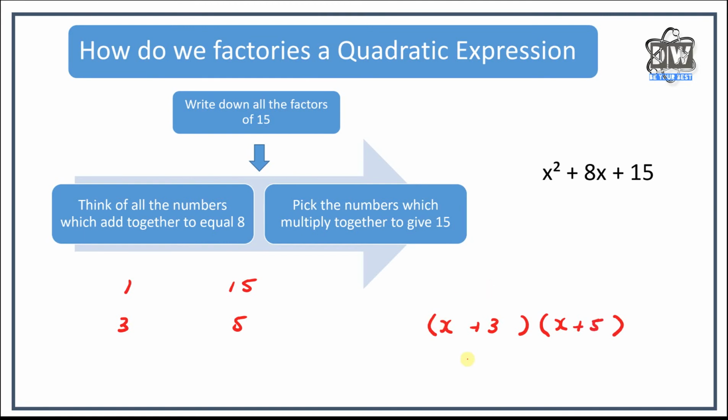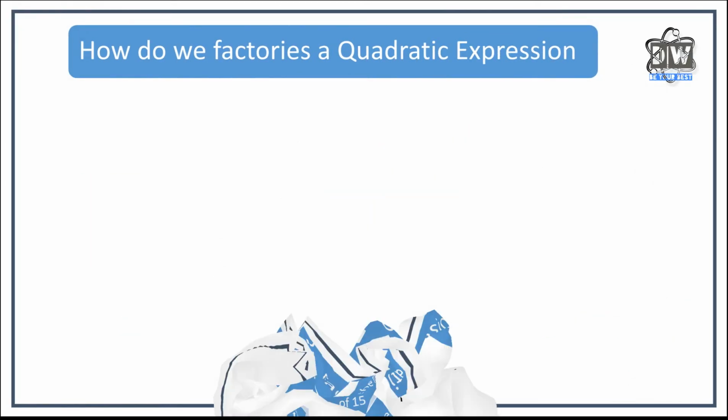x times x gives us x squared. x times 5 gives us 5x. 3 times x gives us plus 3x. And 3 times 5 gives us the 15. And we can see there that we do get what we got to start. And that means that we are correct. Well done.